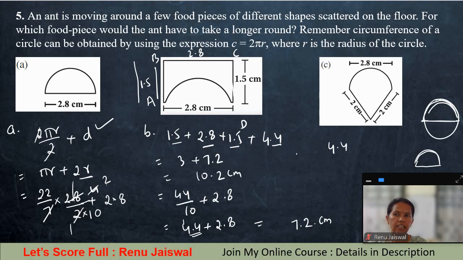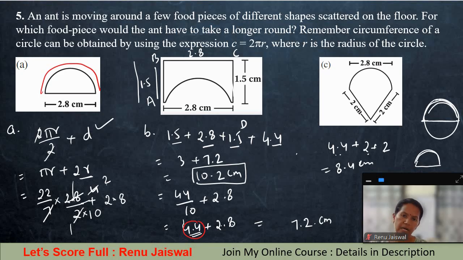Coming to the third figure, I know the semicircular part is already calculated, 4.4. See here, in the first figure itself, I have calculated this part, which is 4.4. So I took it directly. And then the slanting part 2, and then again slanting part 2. So it is 2, 2, 4, 4 and 4, 8. 8.4 centimeter. The question was, for which food piece would the ant have to take a longer round? So longer is which one? 10.2 centimeter. Means the second part, that is B part, will take the longer path.